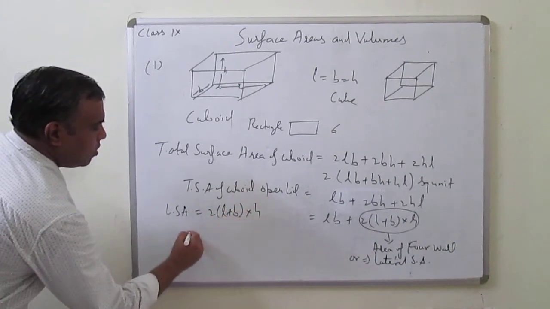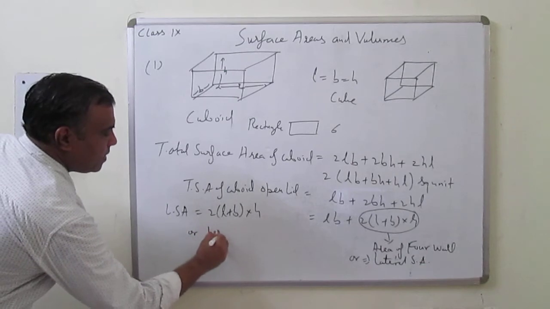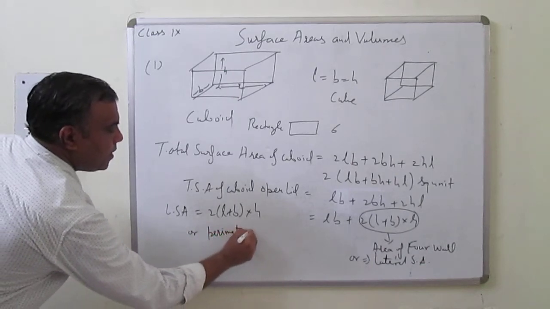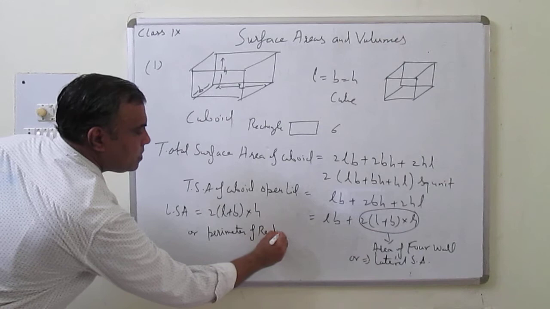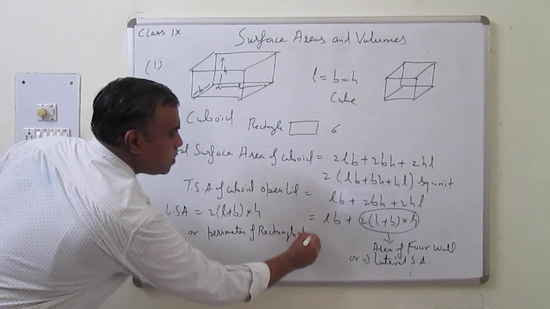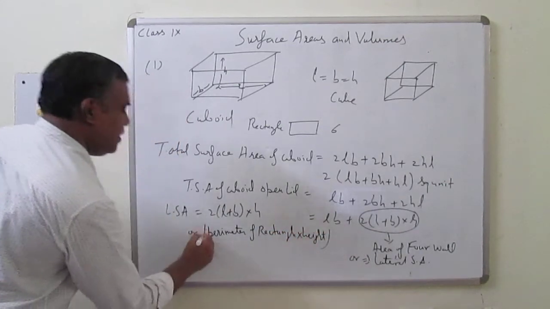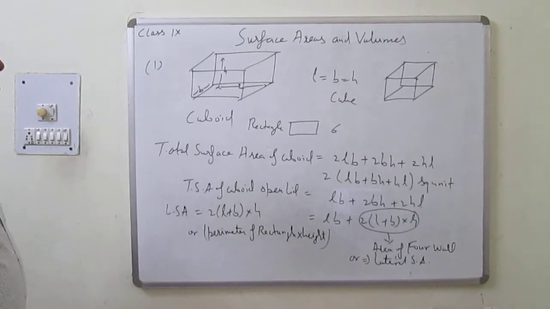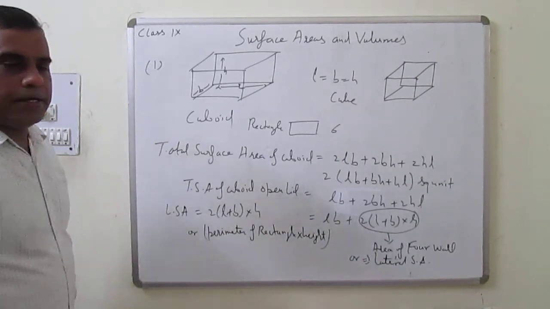It is also called perimeter of rectangle into height. Perimeter of rectangle into height. This is for the cuboid.